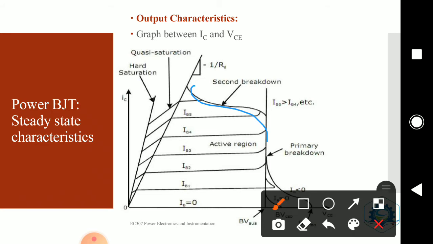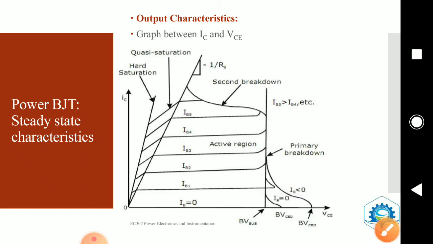Usually, the power transistors have a large junction area, and during certain periods of current or voltage, current may circulate at certain points within the transistor base emitter junction. And when current is flowing only at certain points, there may be a chance for local heating to occur, and it may cause damage to the transistor. So beyond the secondary breakdown, no conduction takes place for the transistor due to its destruction.